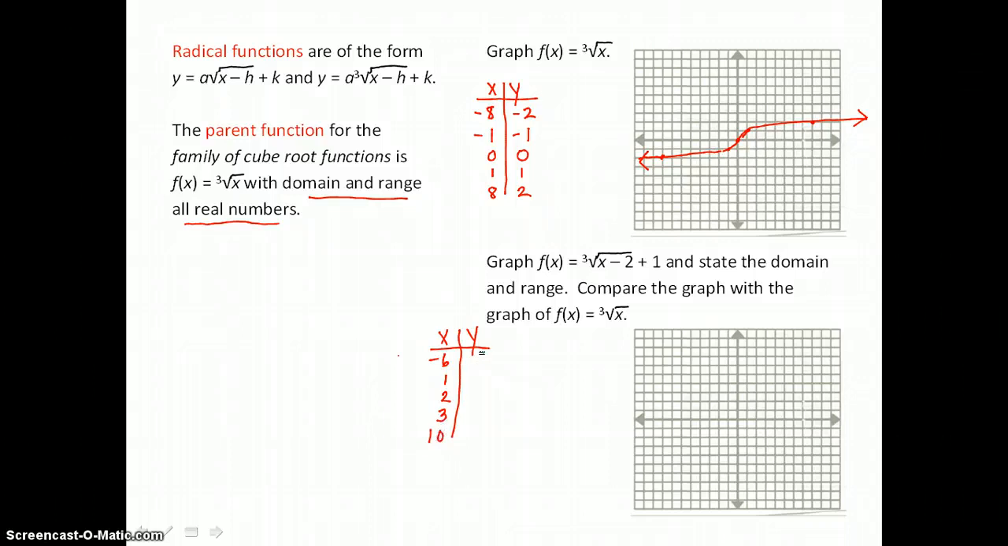And now I'll find my y values. When x is negative 6, I'm taking the cube root of negative 8, which is negative 2, and negative 2 plus 1 is negative 1. When I let x equal 1, I'm taking the cube root of negative 1, which is negative 1, and negative 1 plus 1 is 0.